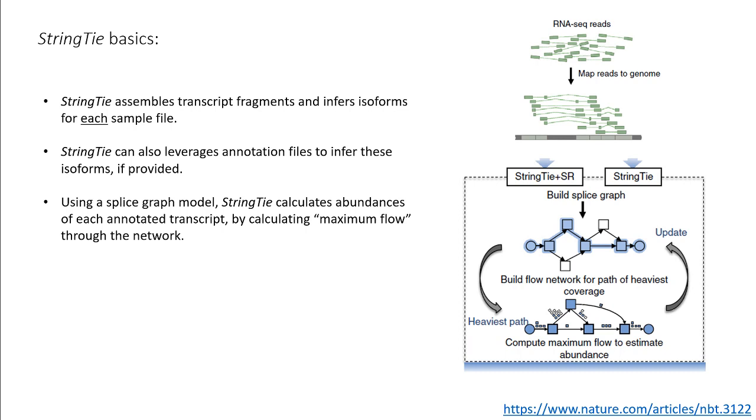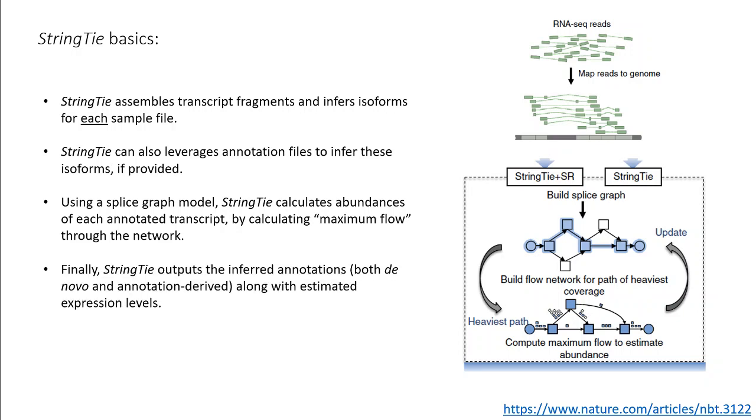Using a splice graph model, it calculates abundances by calculating maximum flow through the network, removes that isoform, and then recalculates maximum flow for the next most represented isoform. Its output is any inferred annotation along with abundance, calculated in RPKM and raw counts.